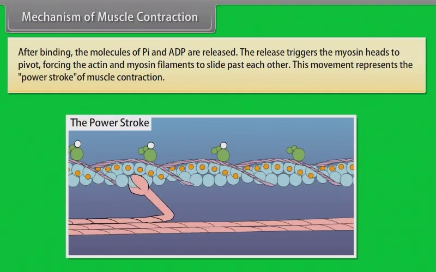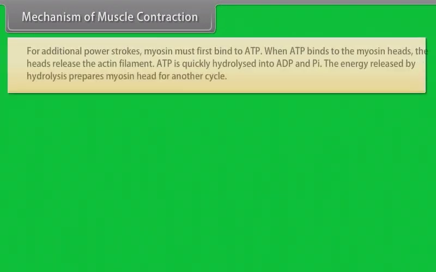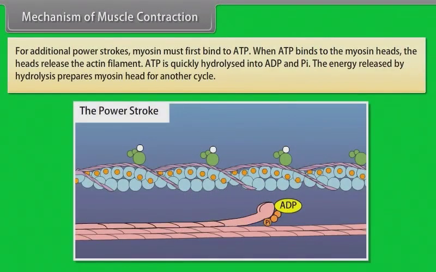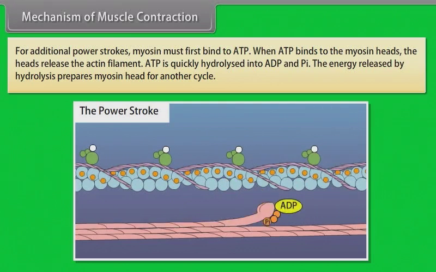The release triggers the myosin heads to pivot, forcing the actin and myosin filaments to slide past each other. This movement represents the power stroke of muscle contraction. For additional power strokes, myosin must first bind to ATP.